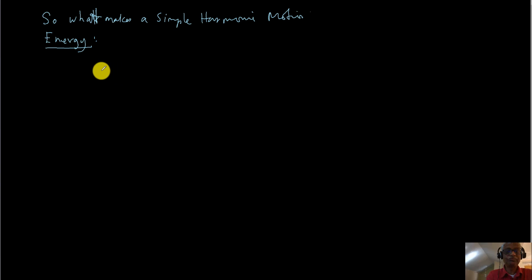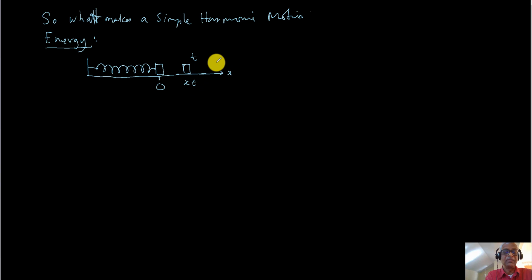We can look at this system. This is my reference O, and over here at time t the block is at x of t. At this time, it's got some velocity, which will be just the x coordinate's derivative, so v will be dx/dt.